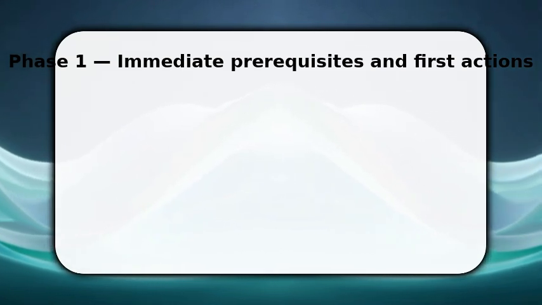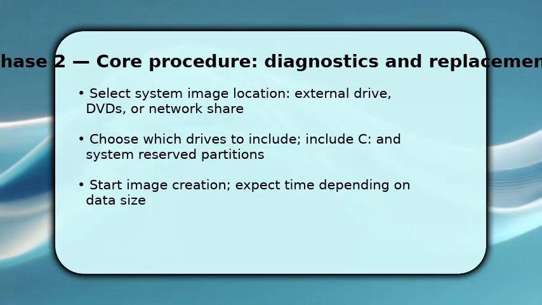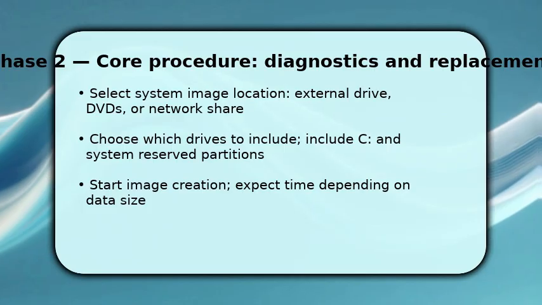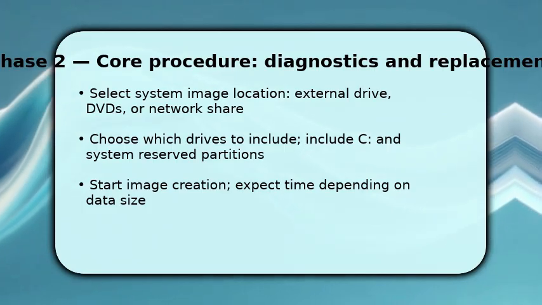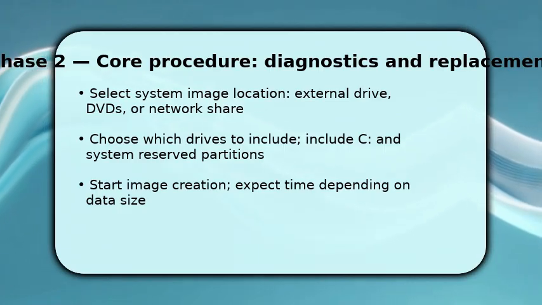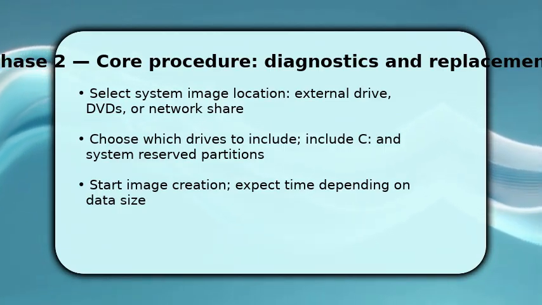You now create the system image and pick what to include. When prompted, select the external drive or network share as the destination because DVDs are slow and error-prone. Next, confirm the drives to back up include C and any system reserved partitions so Windows can boot from the image.